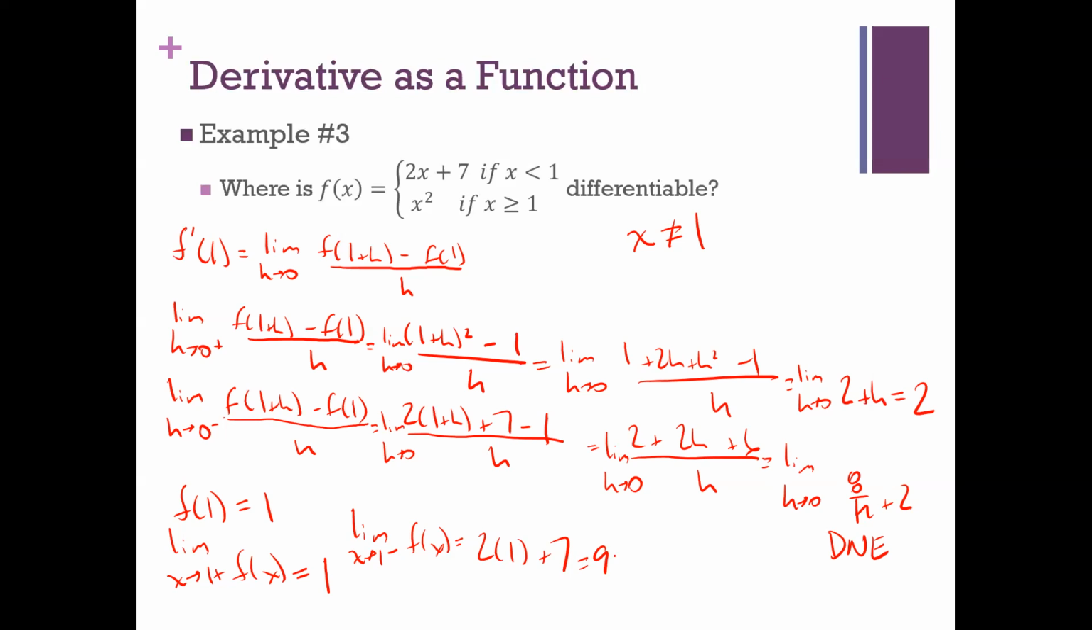So continuity could have solved that for us earlier. Any questions about that? So if it's not continuous, there's no way it's differentiable. Right. But it can be continuous and not differentiable. Think about your absolute value function. That's continuous everywhere, but it's differentiable everywhere except for one point.